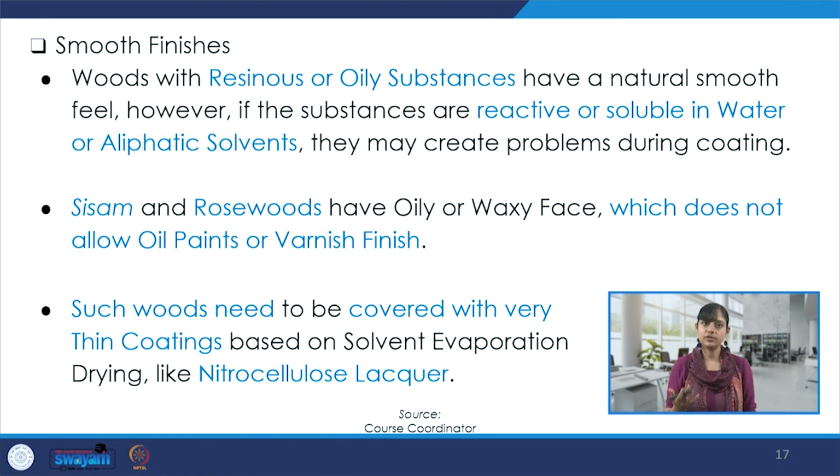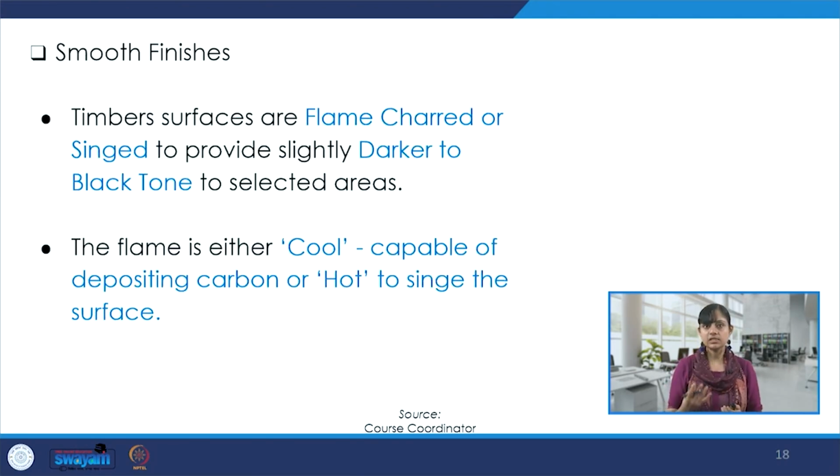So we are talking about smooth finishes. So woods with resinous or oily substances generally have a natural smooth feel. So for example, sesame and rosewoods have an oily or waxy face. So they appear smooth, but they do not allow the oil paints or varnish, so they don't take the stain very well. Then the timber surfaces, if they are flame charred or singed, then they also provide a slightly darker to black tone for selected areas. So that can also be playing with the finish by charring or singeing the timber. The flame is either cool, capable of depositing carbon, or hot, which is to singe the surface.